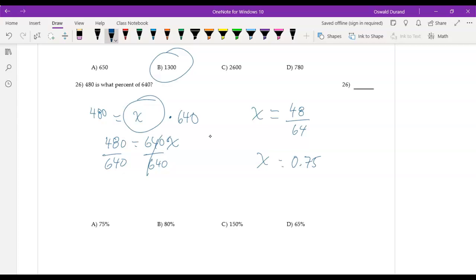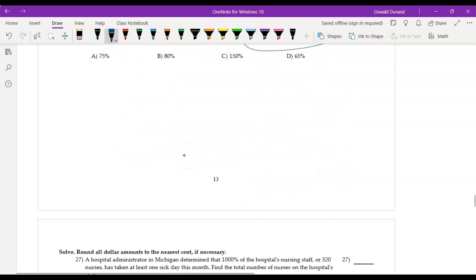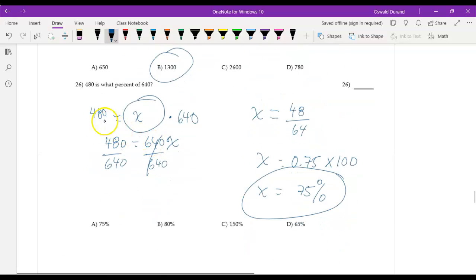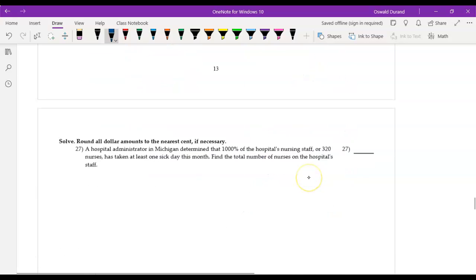Okay? So 0.75 is not a percentage. It's a decimal number. So we need to represent the percentage of 0.75. So you multiply by 100, and you get X is equal to 75%. And that's it. 75% it is. Okay? So you literally translate from this to a mathematical expression, then solve. To a mathematical equation, and then solve.